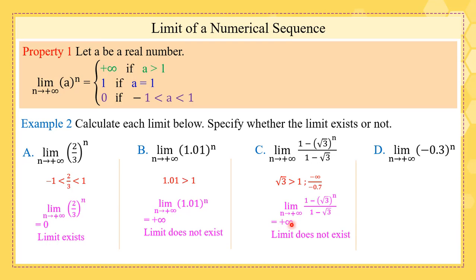And finally, we need the limit of this quantity. Remember, negative 0.3 is between negative 1 and 1, and this is to the power n. So this becomes 0, which means that the limit exists.